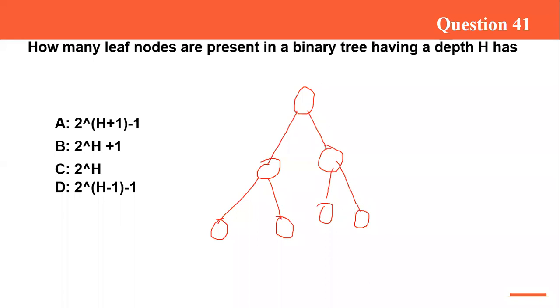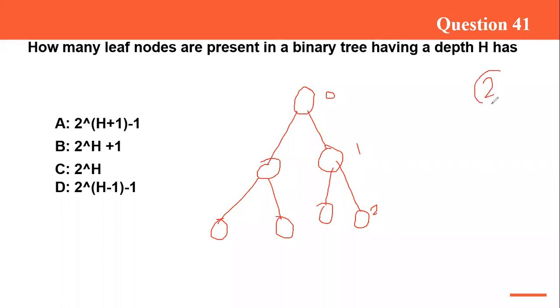Now, what is the question? How many leaf nodes are present in a binary tree having a depth h? What's the depth of this? How do we calculate depth? We calculate depth from the top, right? This is depth 0. This is depth 1. This is depth 2. So depth is 2.